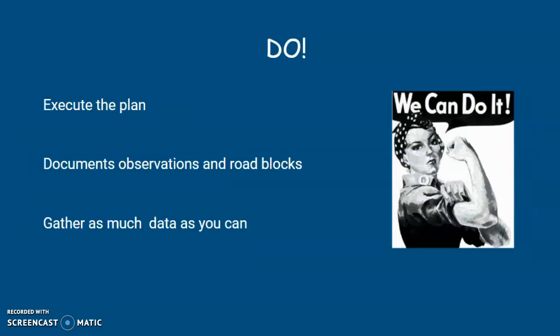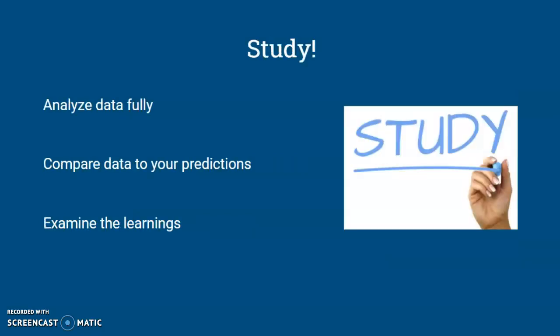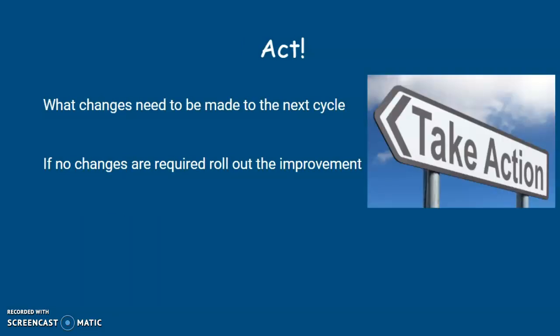Once we do that, we do it. We execute our plan. We document our observations and roadblocks that may have come across our way, and we gather as much data as we can. That data is studied and analyzed fully. We compare the data to our predictions, and we examine those learnings. Once we examine those learnings, we act. We decide what changes need to be made in our next cycle, and we implement those changes.